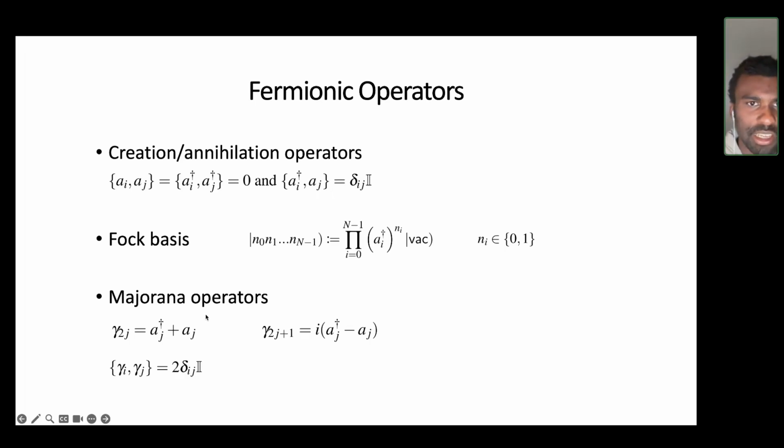Equivalently, a fermionic system can be described by the Majorana operators. So instead of having n creation operators and n annihilation operators, we can have 2n of these Majorana operators, which it's quite easy to translate from Majorana to creation and annihilation, and they have their own little anti-commutation relation as well.